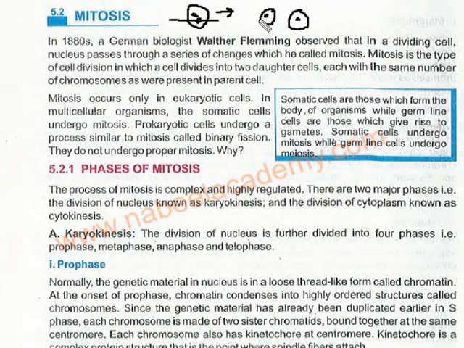Understand? This is not nature's principle. Nature's principle is to divide the nuclear material uniformly. If this is the nuclear material, then it has to be complete here and then complete here also, understand?